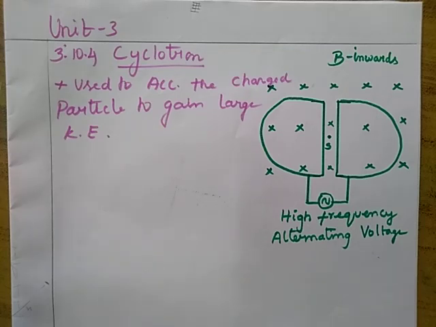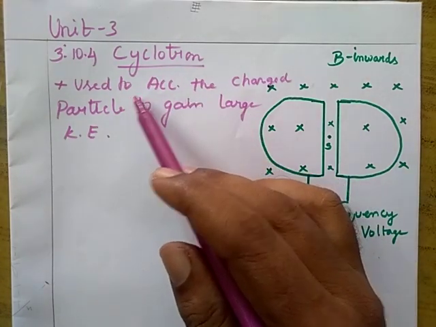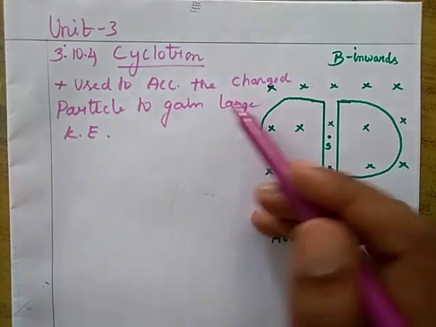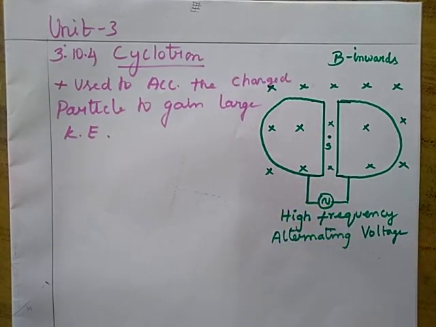Hello students, Unit 3 Magnetism and Magnetic Effect of Electric Current. Here in this video let me see what is a cyclotron. A cyclotron is a device used to accelerate charged particles to gain large kinetic energy. It is also a high energy accelerator that was invented by Lawrence and Livingston. Let me see the principle of this device.